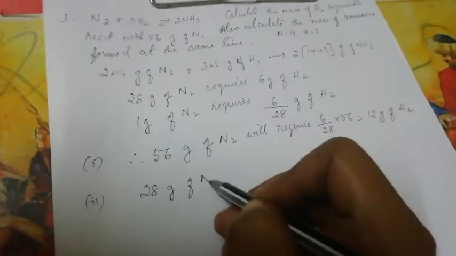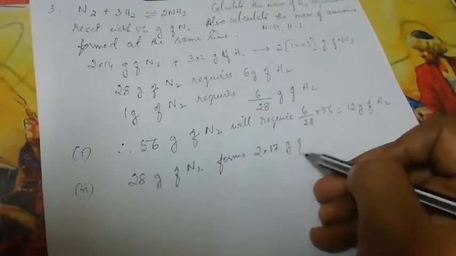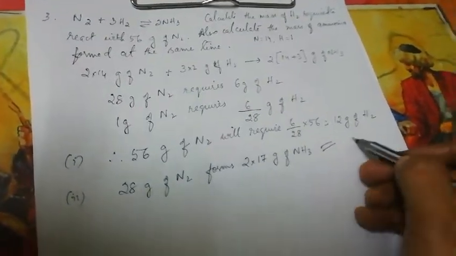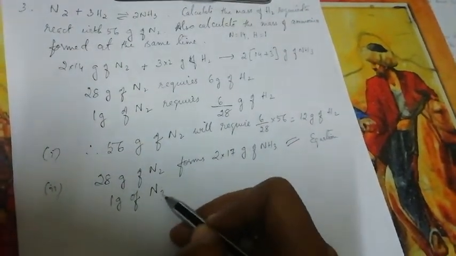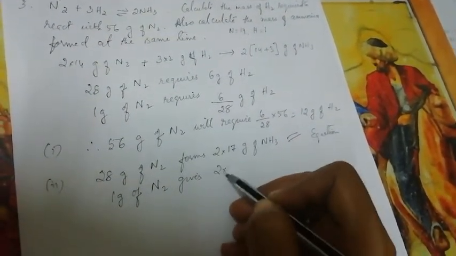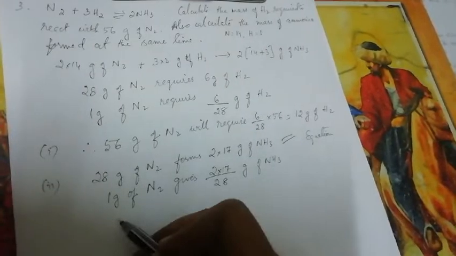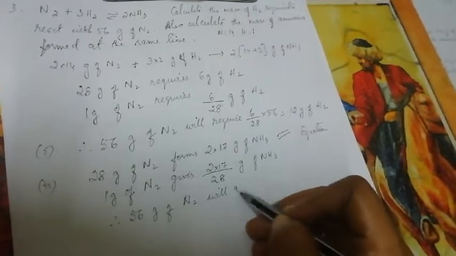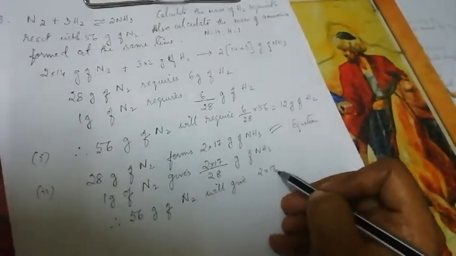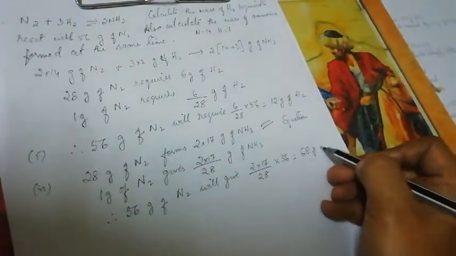So 28 grams of nitrogen forms 2 into 17 grams of ammonia. This is from the equation. Okay, first you have to calculate based on the equation, and then by the unitary method you have to proceed. 1 gram of nitrogen forms 2 into 17 by 28 grams of ammonia. Hence 56 grams of nitrogen will give 2 into 17 by 28 into 56, that comes to 68 grams of ammonia.